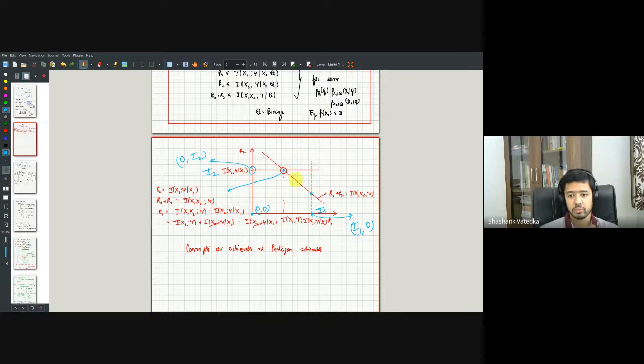Now I need to find out what these 2 points are in terms of I1, I2, and I12. Right? So this line is going to be R1 plus R2 equal to I12. Right? So how will you evaluate these 2 points of the pentagonal region?